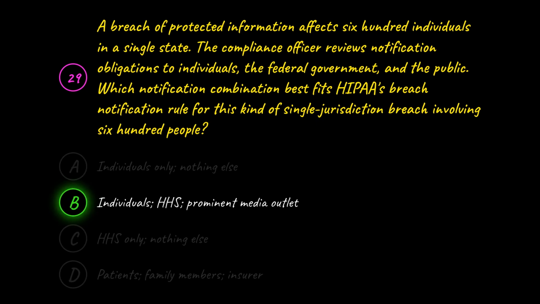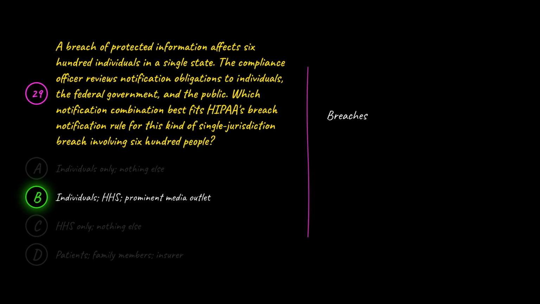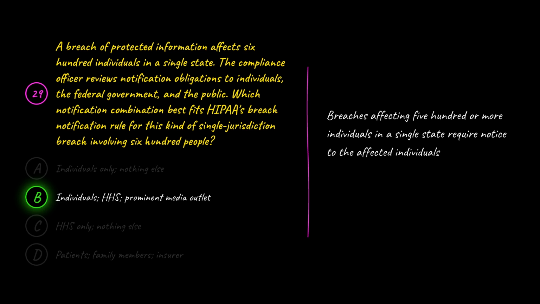The correct answer is B. Individuals, HHS, prominent media outlet. B is correct because breaches affecting 500 or more individuals in a single state require notice to the affected individuals, notice to HHS, and notification to a prominent media outlet under the Federal Breach Notification Rule.